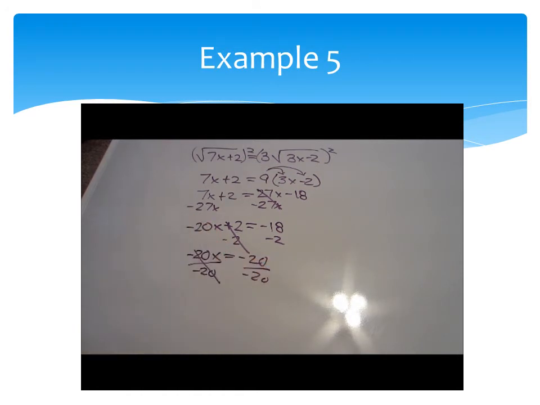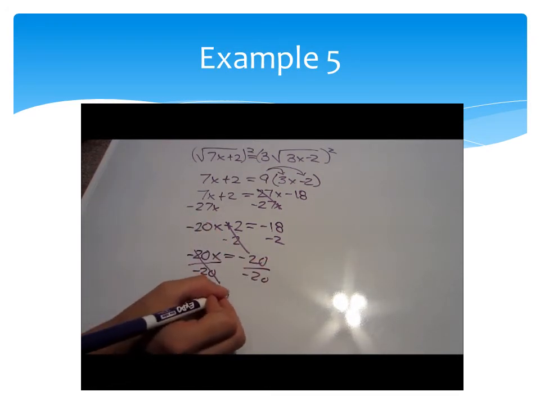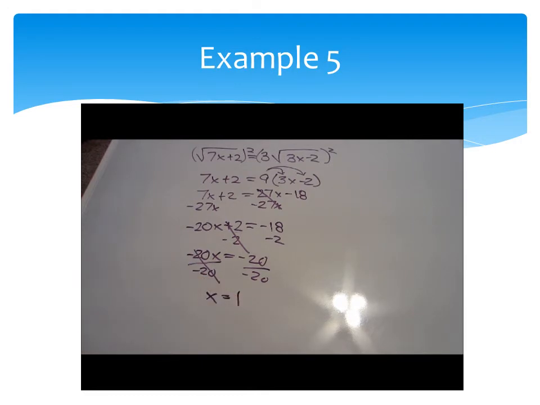Anything divided by itself is 1, so x is equal to 1. So when you have a radical on both sides, you're going to square both sides of the equation. Just make sure that when you have something in front, a coefficient, that you square that as well.